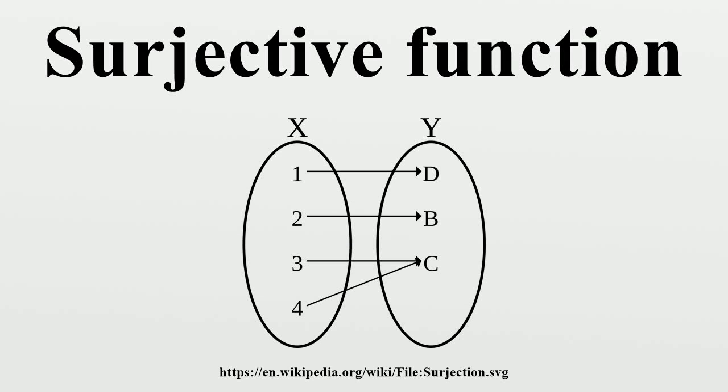In mathematics, a function f from a set X to a set Y is surjective, or a surjection, if every element y in Y has a corresponding element x in X such that f(x) = y. The function f may map more than one element of X to the same element of Y.